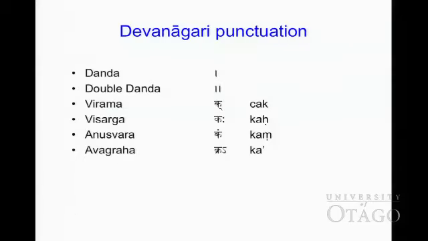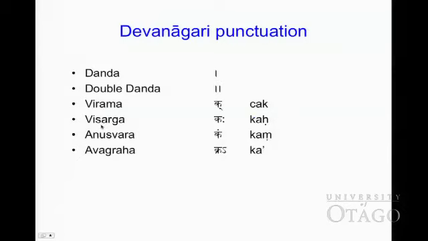Next, you should know the Devanagari punctuation. It starts with Danda, which is one vertical line. The next one is double Danda, which is two vertical lines. The third is Virama, or one stroke under the consonants, the alphabet. That means K, the last consonant of the word, K. So we pronounce it as Jak.